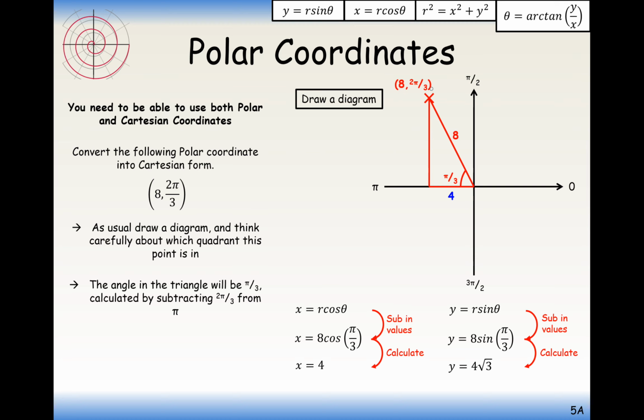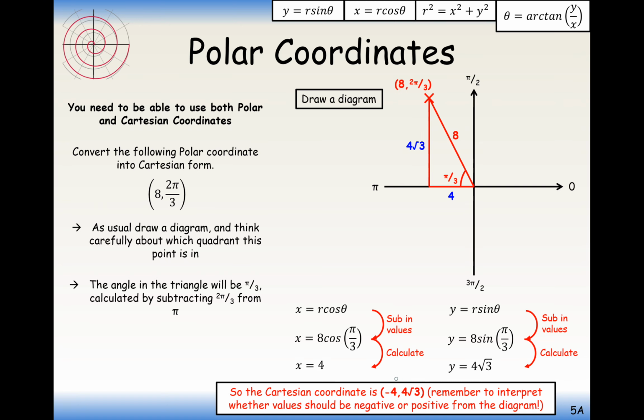So 4 root 3 would be the height. 4 would be the distance to the left. So if you refer to it as a Cartesian coordinate, to go left it's minus 4, and to go up it's 4 root 3. So remember to interpret positive and negative signs from your diagram.